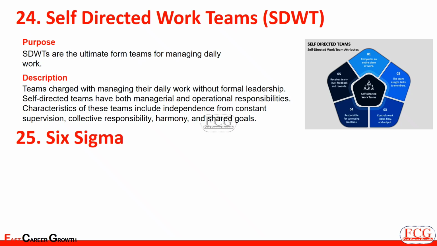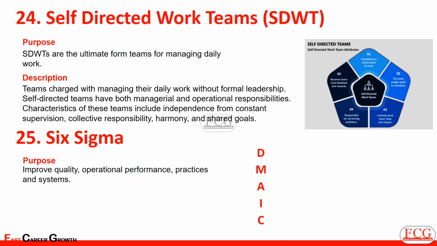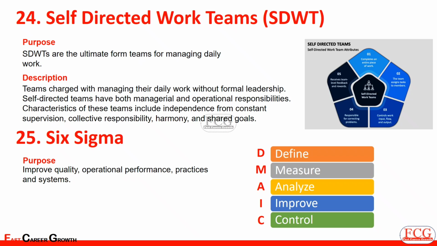25th lean manufacturing tool is Six Sigma. Improve quality, operational performance, practices and systems. The DMAIC model is one of the most popular and widely used methods to improve business functions or entire organizations. But, what does DMAIC stand for? The DMAIC methodology consists of 5 phases, namely, define, measure, analyze, improve, and control.